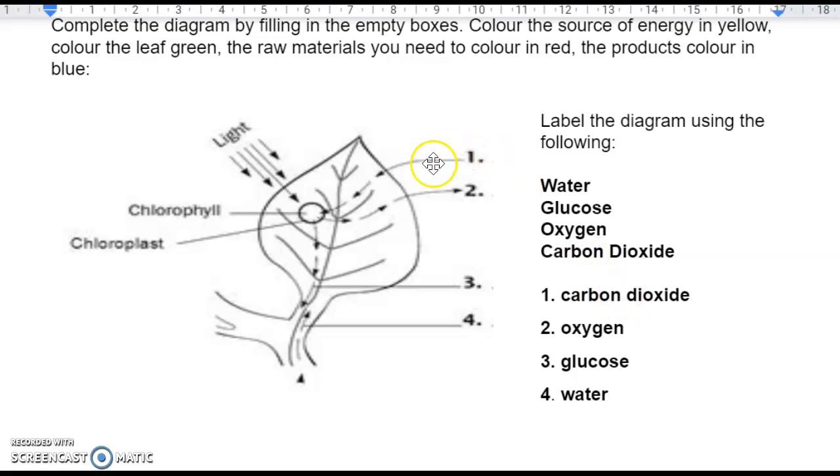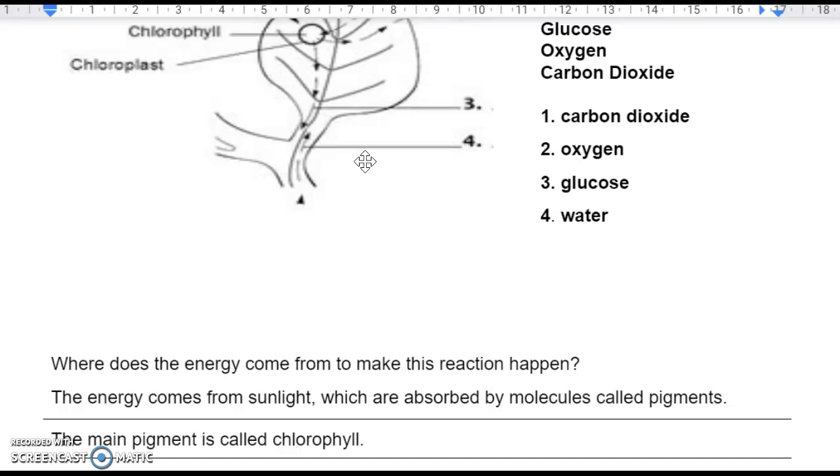So going into the leaf is carbon dioxide. Coming out of the leaf is oxygen, and you've got the glucose coming away from the leaf, and then water is going in there. And this is all about the structure of the leaf. So we did this a while ago, and the general conditions of photosynthesis. So where does the energy come from to make this reaction happen? The energy is coming from sunlight.